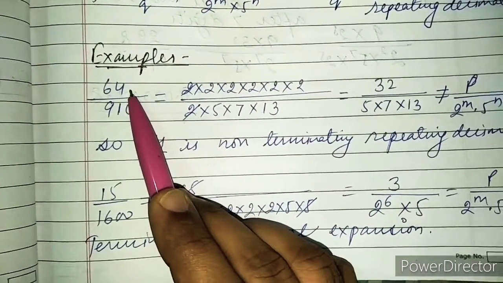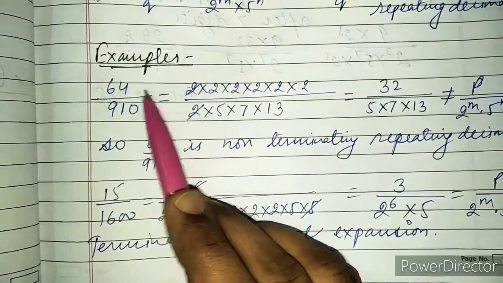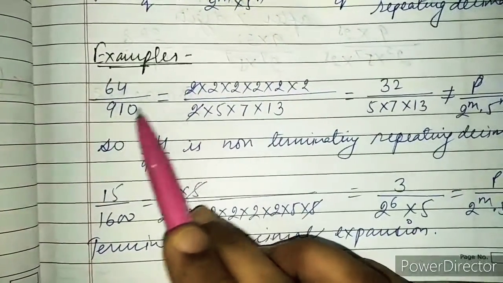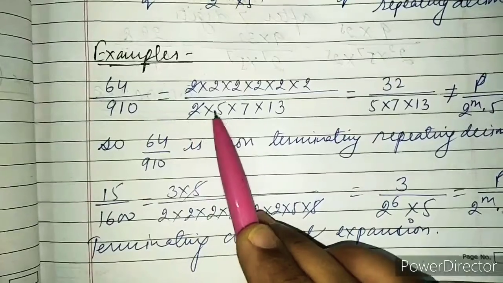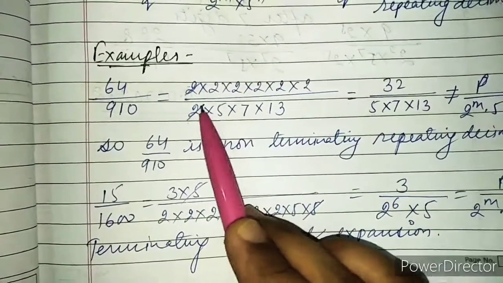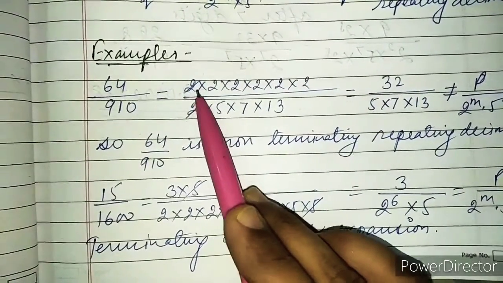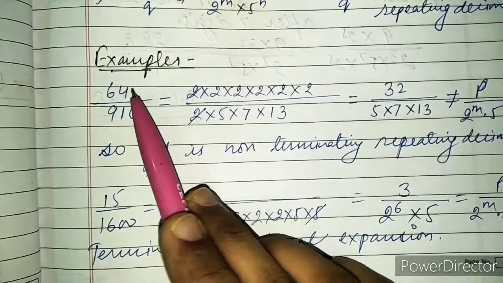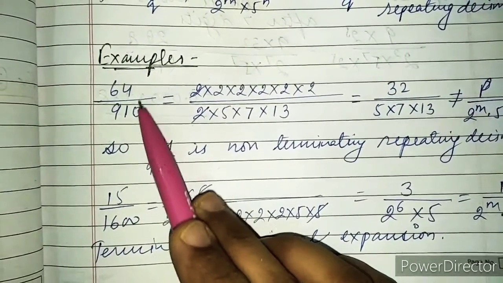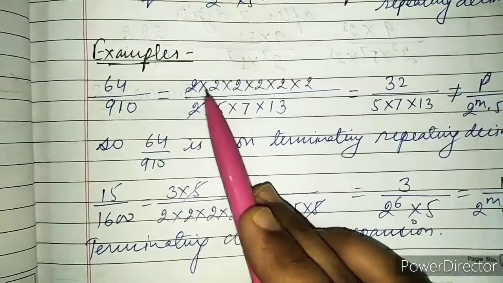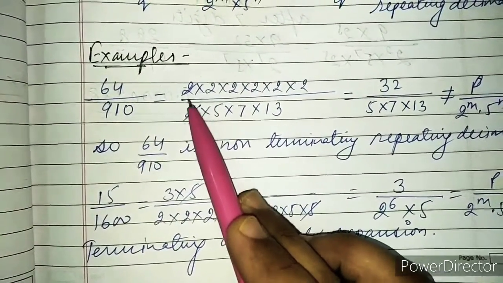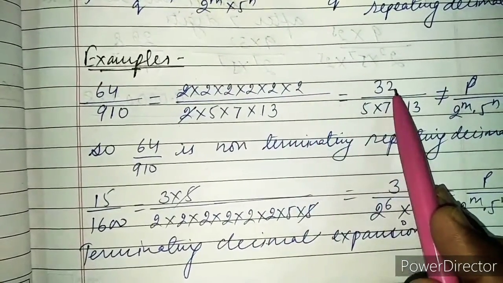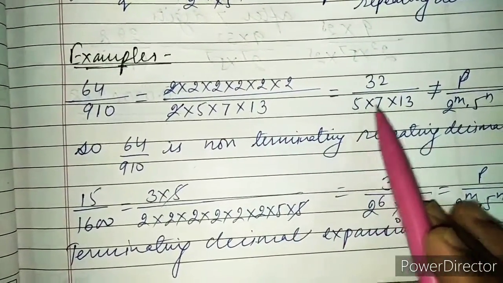Now see, first we will factorize 64. It will be 2 into 2 into 2 into 2 into 2 into 2, 6 times 2. When we factorize 910, it will be 2 into 5 into 7 into 13. 2 will be removed because this is the common factor. I already told you that in the case of p upon q, there will be no common factor. You can see here 2 is a common factor, so this will be removed. Now it becomes 32 upon 5 into 7 into 13.